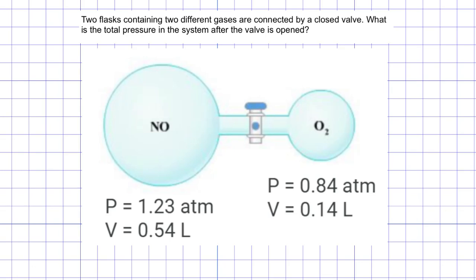Two flasks containing two different gases are connected by a closed valve. What is the total pressure in the system after the valve is opened? So to answer this question, we are going to use Dalton's law of partial pressures.